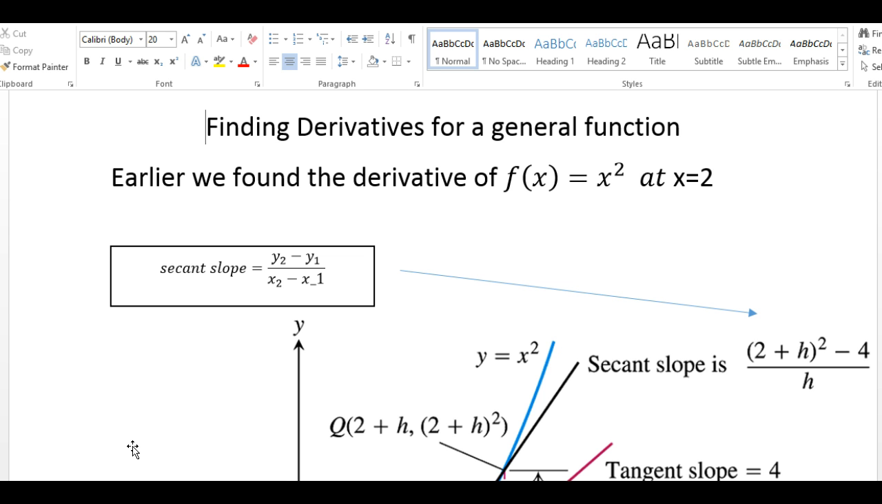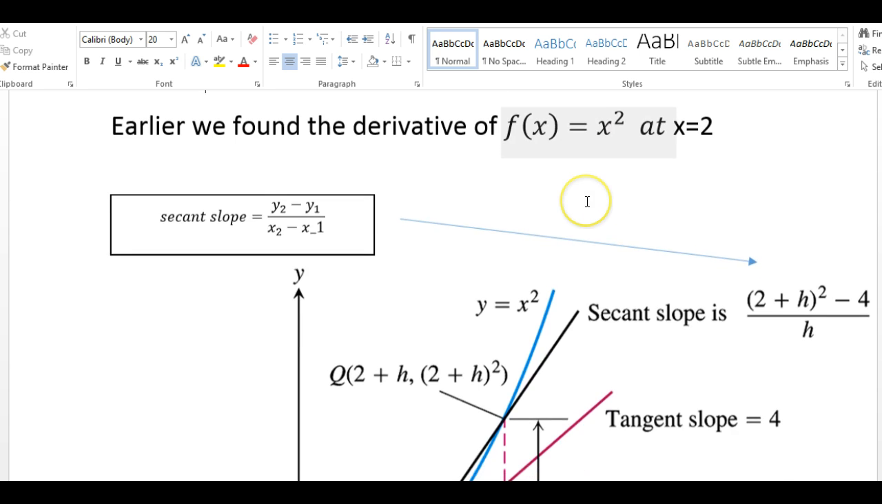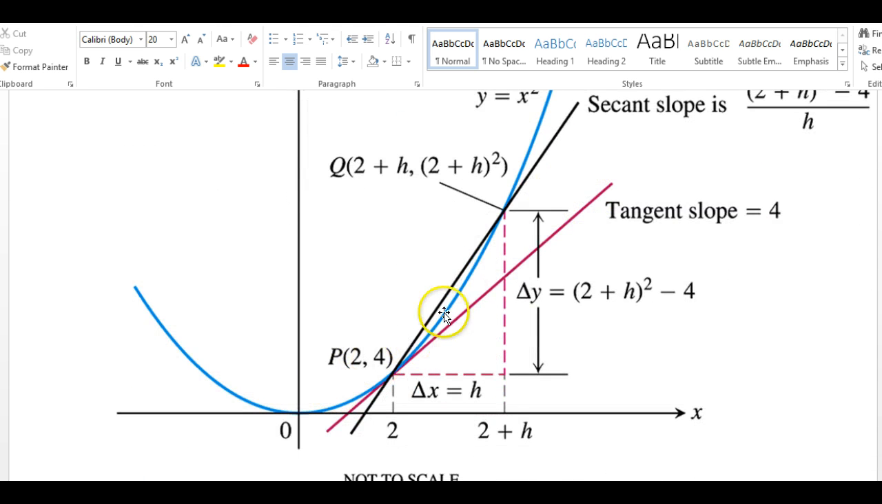Now, in the class on Tuesday, we actually learned what a derivative is. So, what is a derivative? If you take a function, say x squared, and you want to find the derivative at a certain point, say 2, then you must draw the tangent at that point. The derivative is nothing but the slope of the tangent.